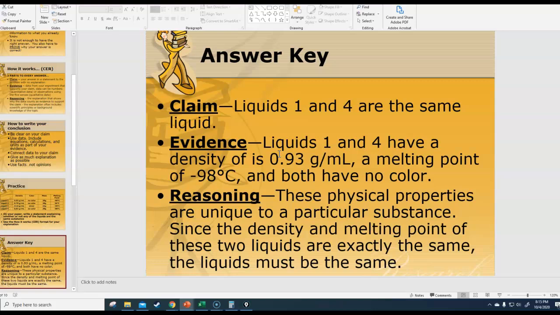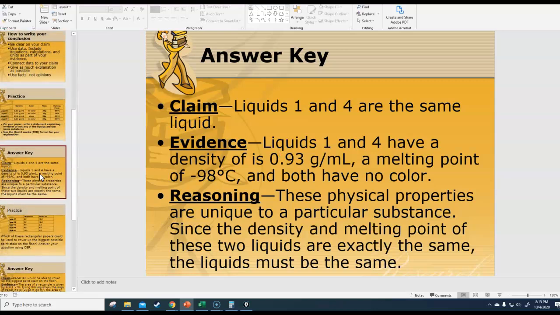Okay, and so CER is just a way of structuring your response to make sure not only do you answer the question, but you give evidence and you give reasoning connecting that evidence to your claim. Okay, so that is one really basic example of answering a question using CER. Let's do one that's a little bit more involved.